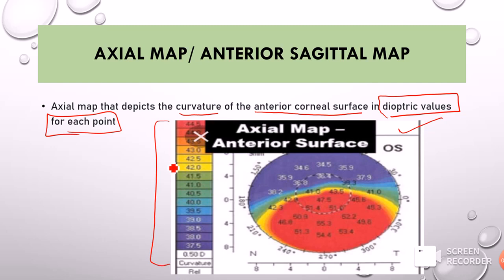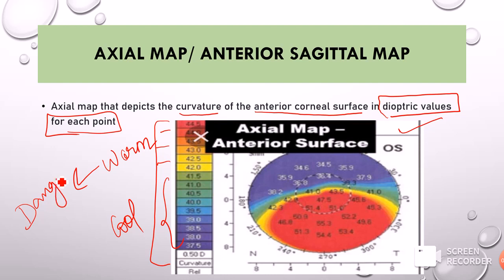The yellow, orange and red colors are basically the warm colors, and the green, blue and violet are the cool colors. Now the warm colors basically signify danger. Whenever the warm colors are present, particularly the red area over here, you can see the curvature is quite more in this area, about 54, 53, 51. So this area of danger, which is represented by warm colors, actually represents steepening of the cornea.